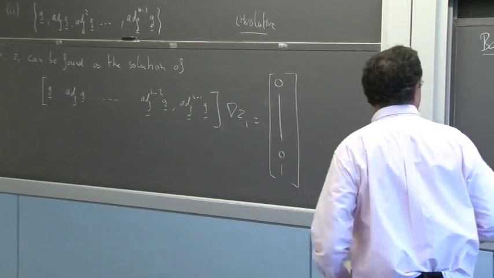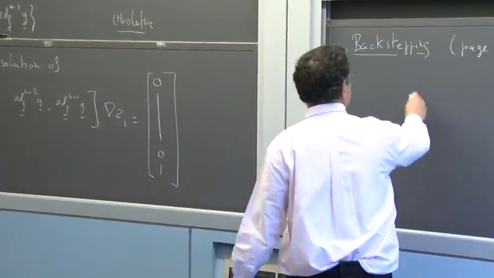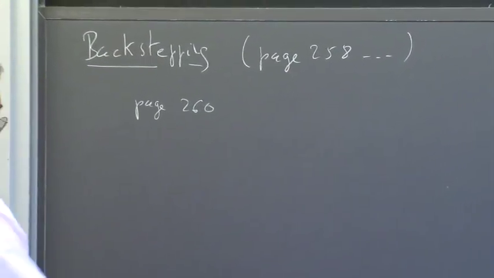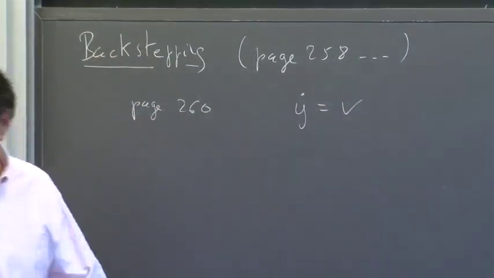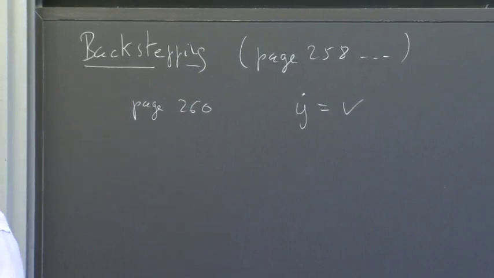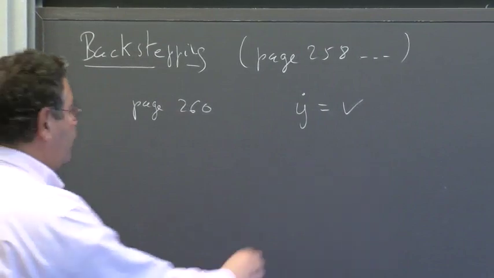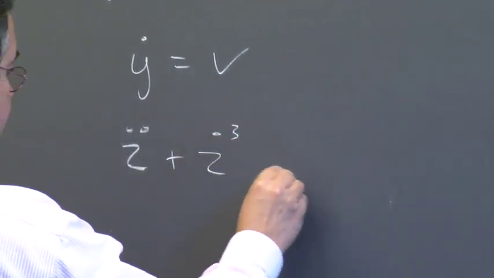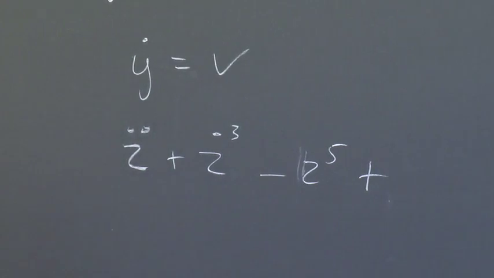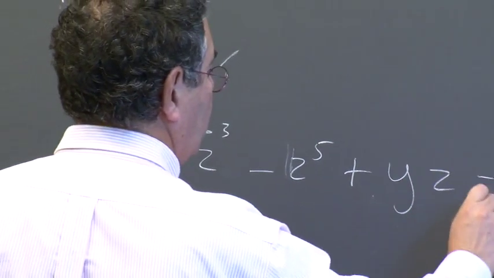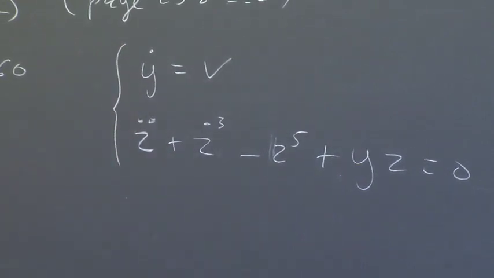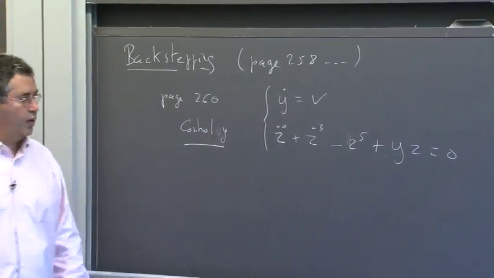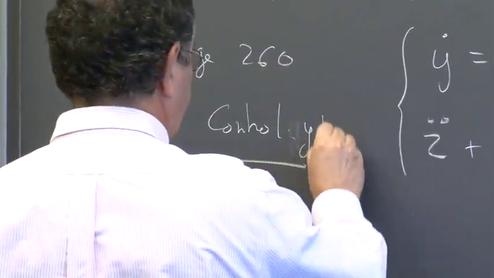So let's give a very simple example. We are at page 260. Suppose we have, first, y dot equal v. So we needed to differentiate our output once to find the input. And the second equation is z double dot plus z dot cube minus z to the fifth plus yz equals 0. And we're interested in controlling y, let's say to 0, just to make it simple.